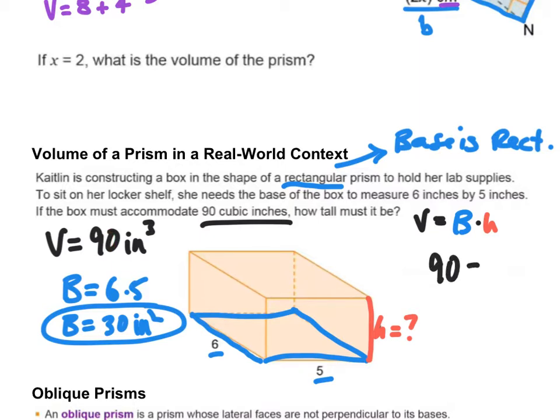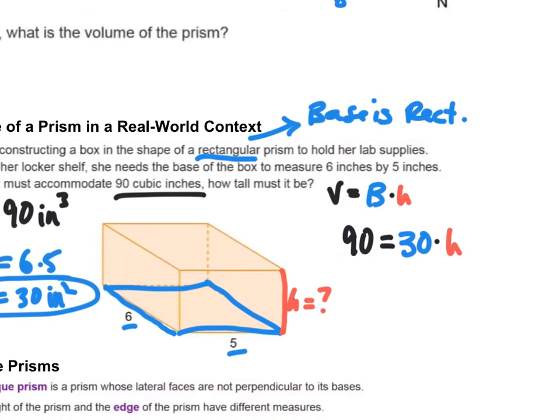All right, so 90 then is equal to my base, which is 30 inches squared. So I'm going to plug in 30. Okay, and then times h. Now I don't know what h is, but I can solve for h. It's the only variable that I don't have. So let's divide both sides by 30 here. These divide out. Now 90 divided by 30 is 3. So my height is equal to 3 inches.